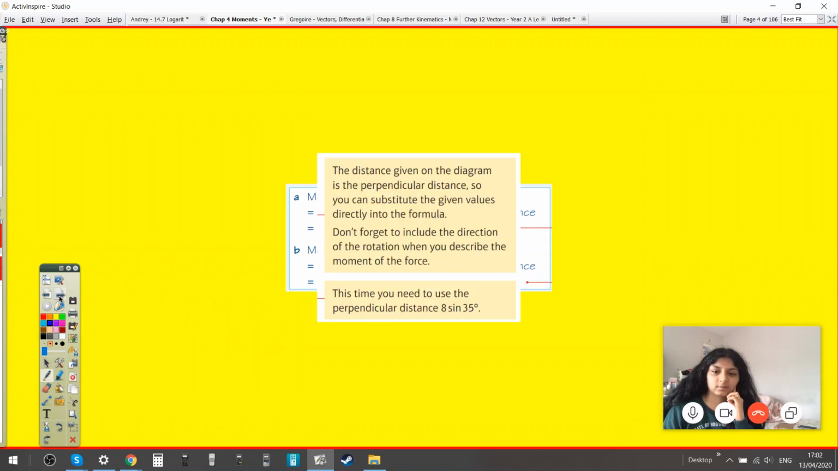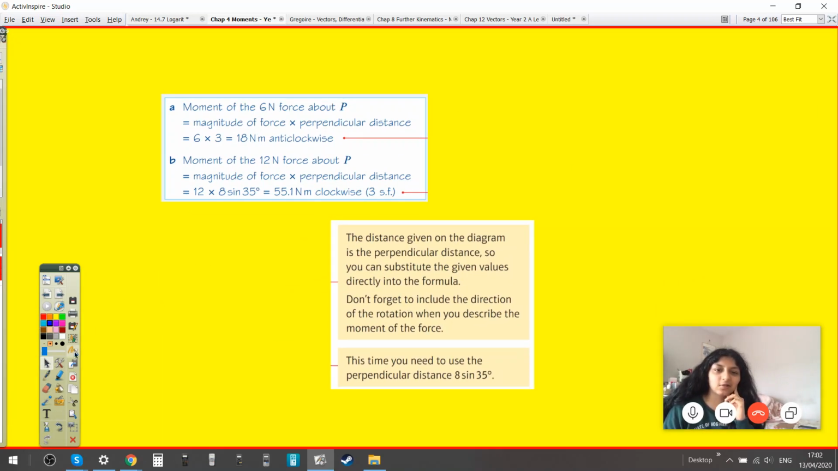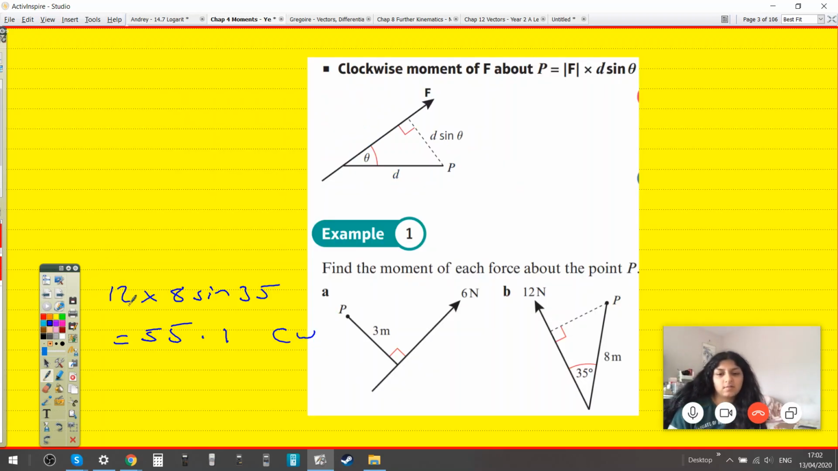How can you tell which direction it is? Because I don't always understand. Clockwise is its own direction. So this is like a rocket, and this is the stationary thing, like the nail, and it's going to fly around like a firework. Usually, if it's clockwise, we say minus 55.1.